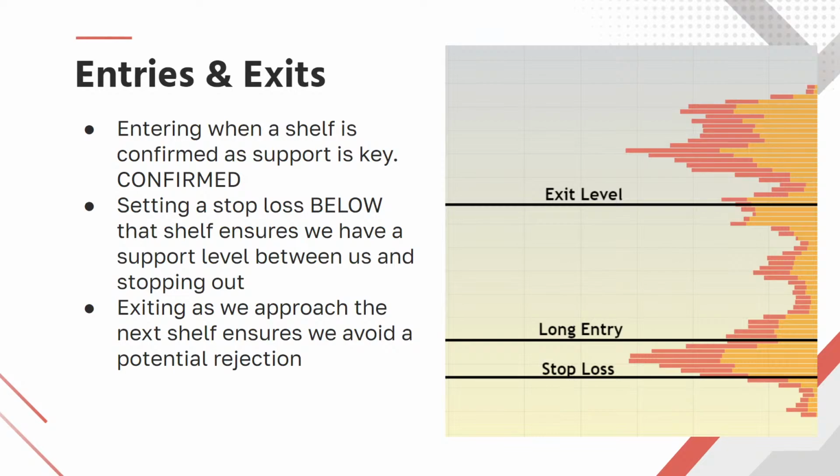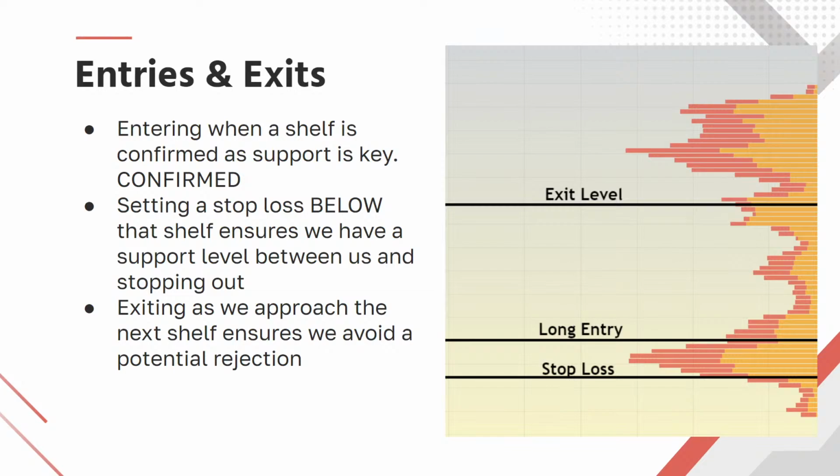So what I have written is: entering when a shelf is confirmed as support is key. And I put confirmed again because that's very, very important. So you could enter right as it confirms this shelf as support, with a strong bounce with high volume confirming it as support. And then you can set your stop loss below the shelf. What that tells us is we have a key level between our entry and our stop loss. Nothing's worse than entering a play and then having a stop loss that is not supported by anything, and price just touches it and then bounces.